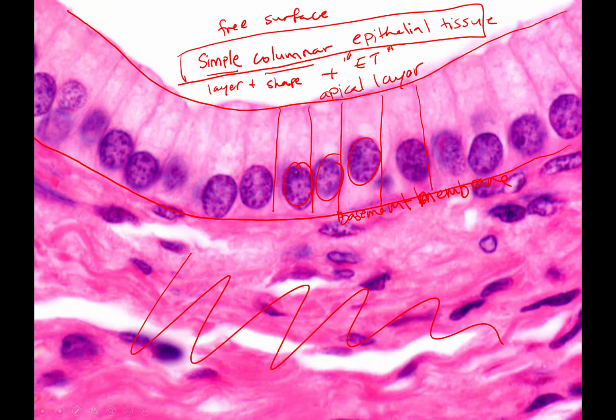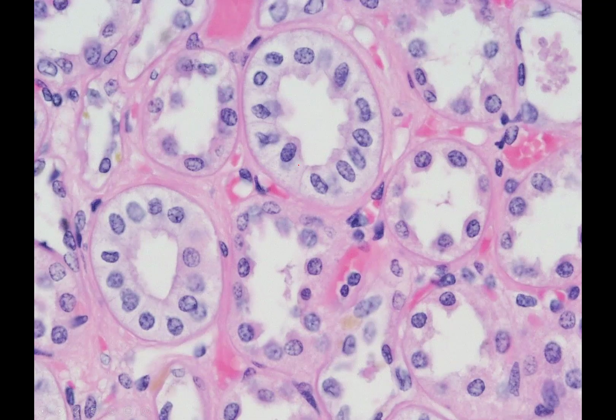Okay, now the next tissue. What is this tissue? How do you come up with a name for this tissue? Same method. First, find the 2 layers, the apical surface and the basement membrane. How do you find the apical layer? You look for the free surface. Once you find your free surface, the layer that's right under that is your apical layer.